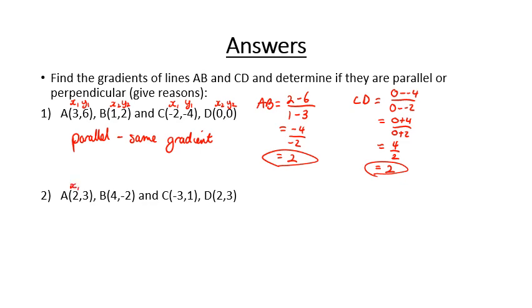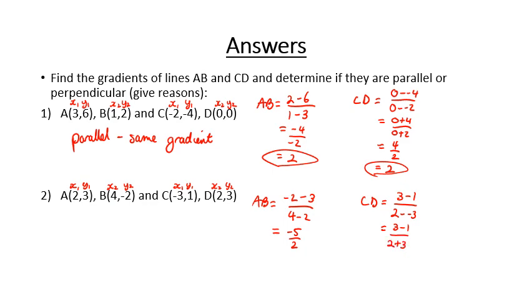We've got x1, y1, x2, y2, because I need to work out the gradients. So I've got AB, I've got negative 2, take 3, over 4, take 2, which gives me negative 5 over 2. And I've got CD, which is 3, take 1, over 2, take minus 3, which is 3, take 1, over 2, plus 3, which is 2 over 5, and you can see that negative 5 over 2 and positive 2 over 5 are the negative reciprocals of each other, so therefore this is perpendicular, and the reason would be the negative reciprocals.